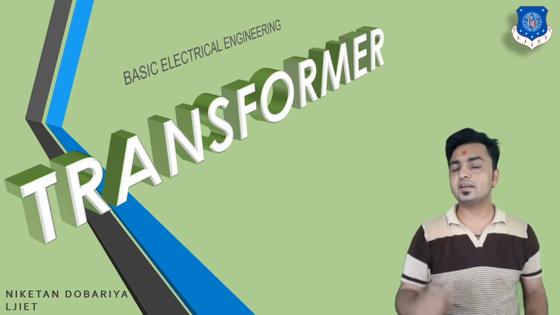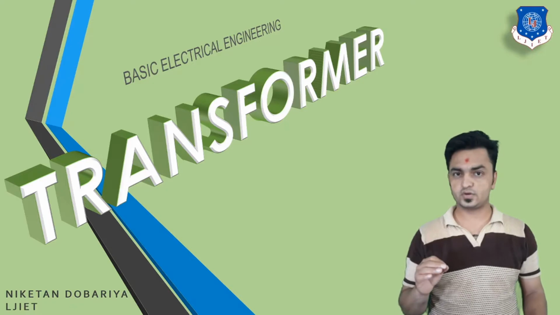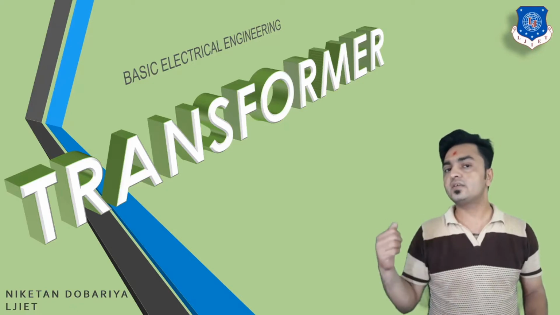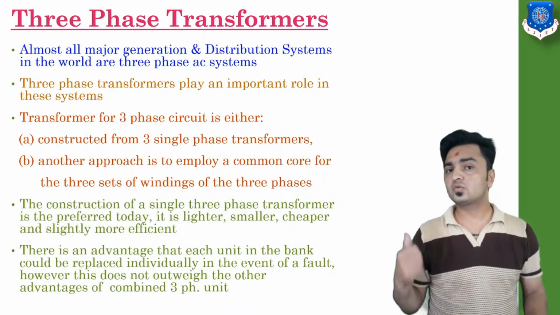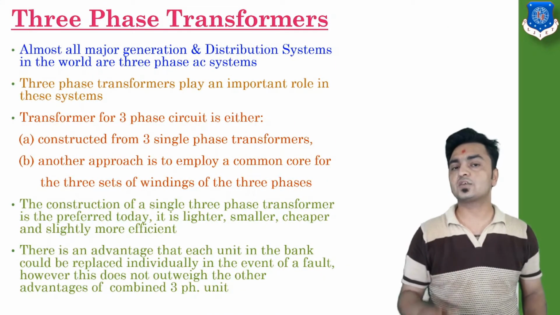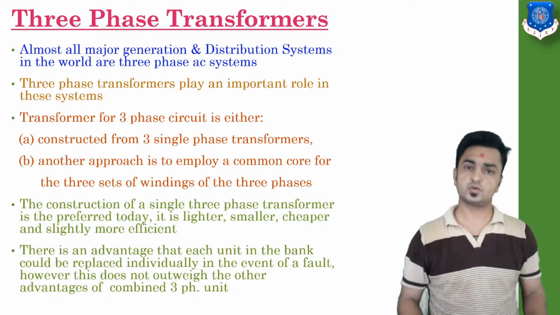Chapter number 3, transformers. In our previous video, we discussed two types of transformer. The first was the ordinary transformer, meaning the two winding transformer. Lastly, we discussed the auto transformer. In this video, we are going to discuss the next transformer, and that is the three-phase transformer.